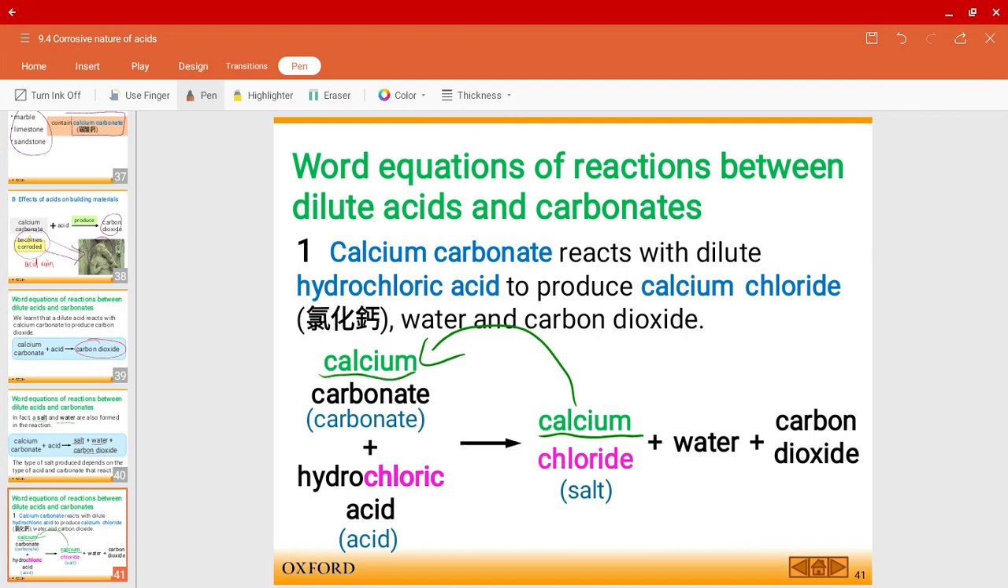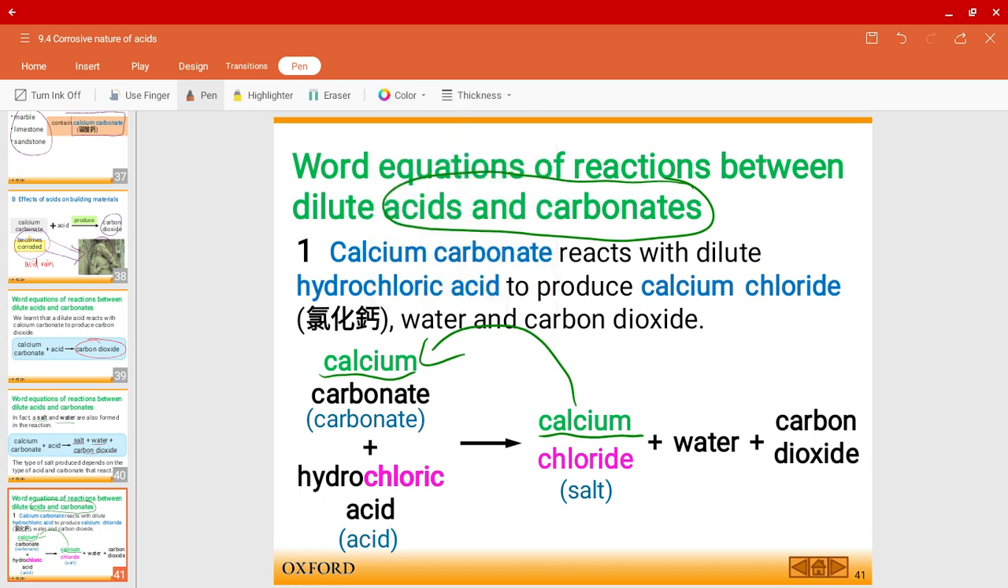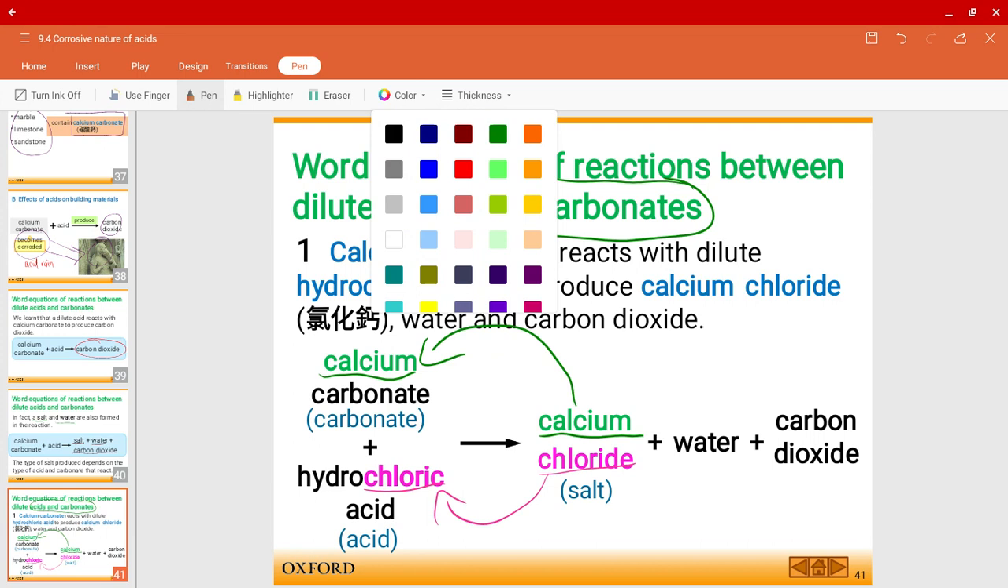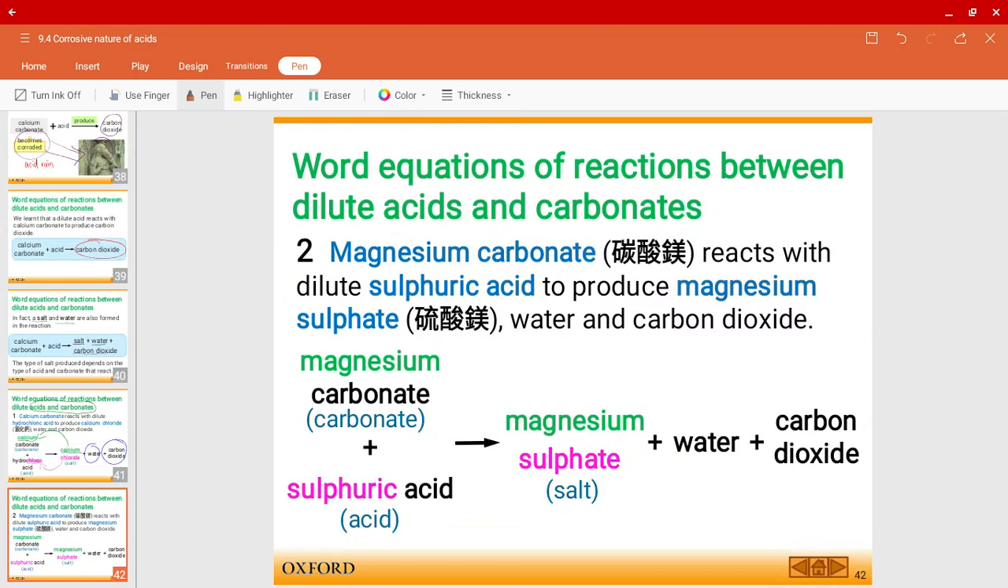In the case of neutralization, it was the alkali. In the case of metal and acid, it was the metal. And in today's video, when we react acids with carbonates, the first name would come from the carbonate. You would notice by now, always the second name would come from the first name of the acid. So calcium would come from calcium carbonate. The chloride comes from hydrochloric acid. And of course, don't forget about the water and carbon dioxide being formed as well. So let's see another example.